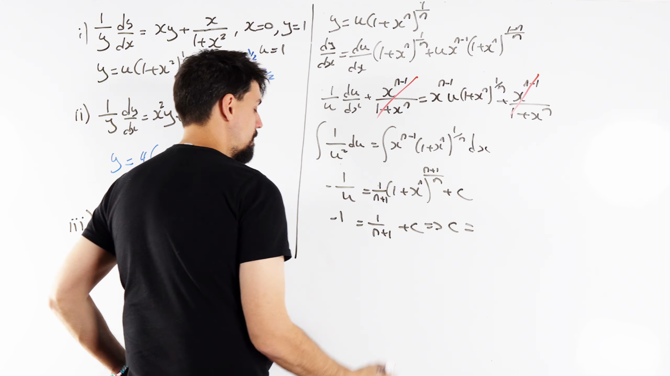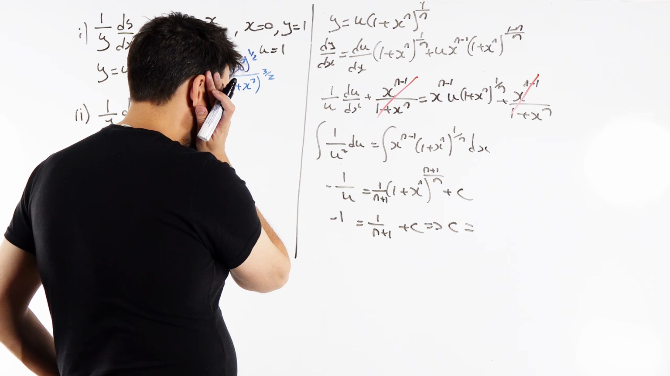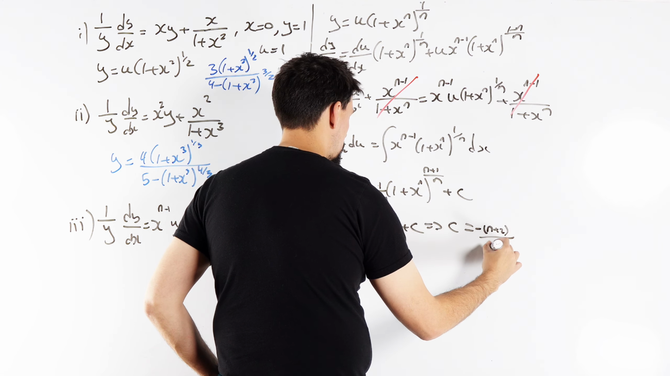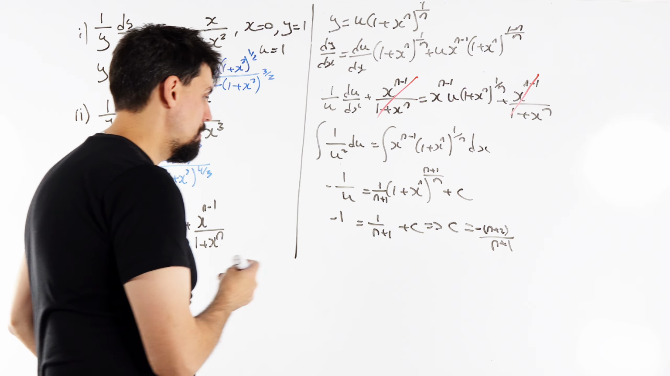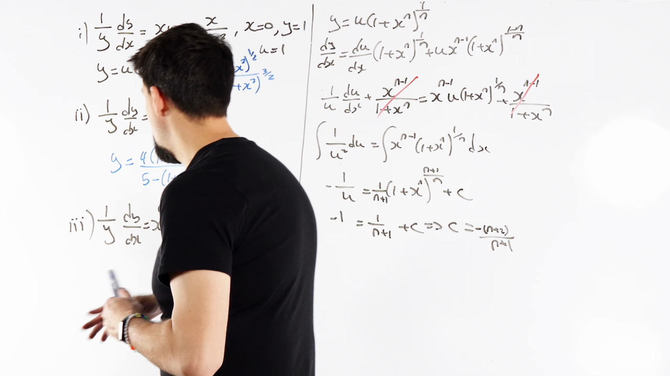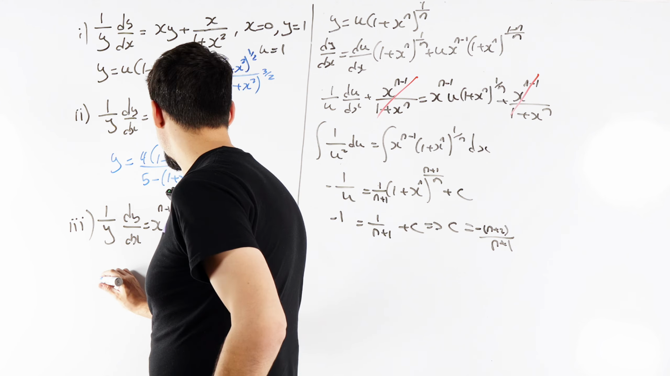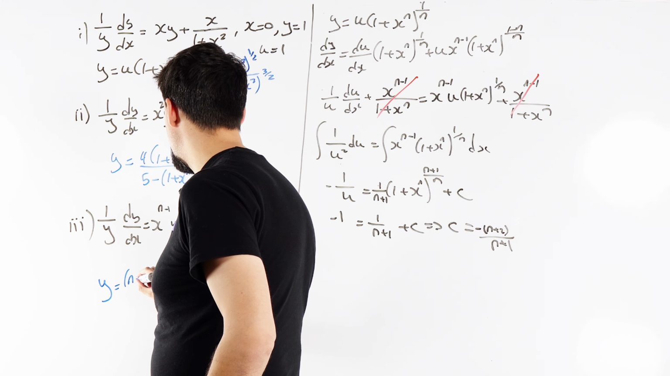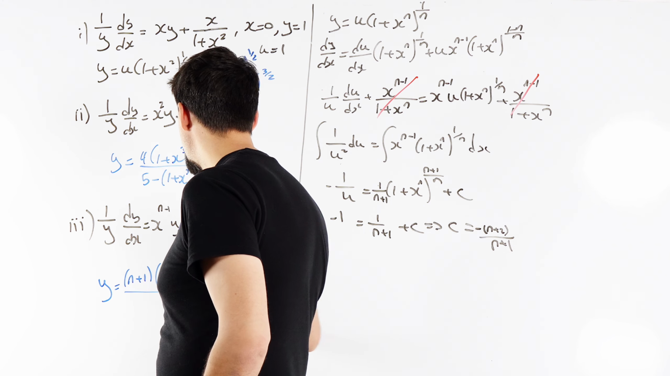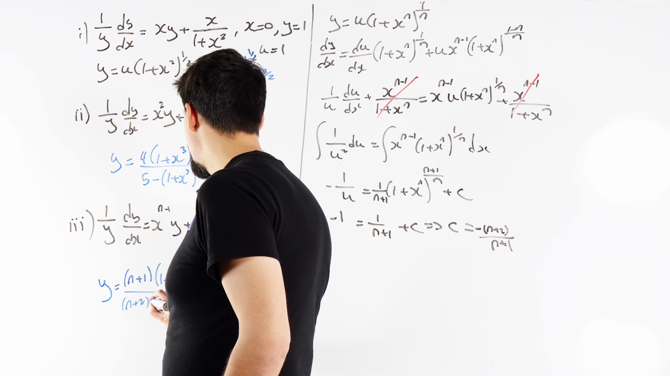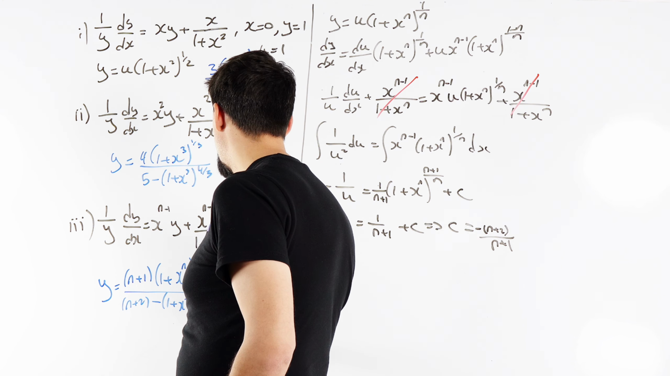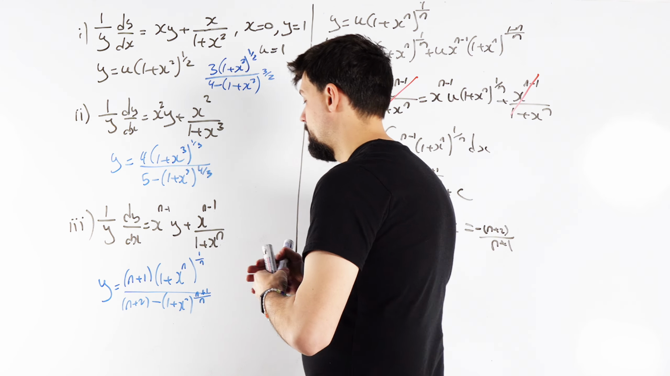Which tells me c is minus n plus 2 over n plus 1. And we plug all of that back in and we do our rearranging. We leave that as an exercise to the reader. But we should get y is (n plus 1) (1 plus x to the n) to the 1 over n, over n plus 2 minus (1 plus x to the n) to the n plus 1 over n.